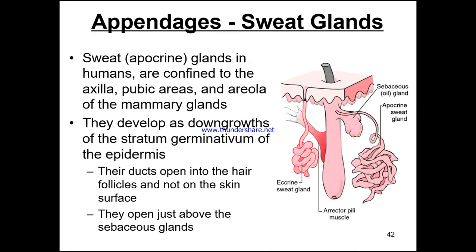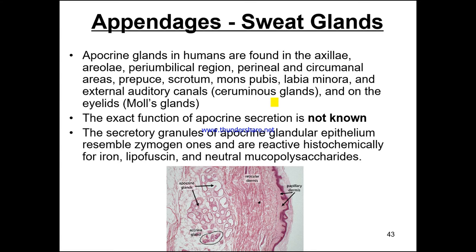Sweat glands: we have apocrine glands, which in humans are confined to the axilla, pubic areas and areola of the mammary glands. They develop as downgrowths of the stratum germinativum of the epidermis. Their ducts open into the hair follicles and not on the skin surface. They open just above the sebaceous glands. And so we'll start to talk about the different types of glands, eccrine and apocrine, sebaceous glands, and how they work as we get into the main part of the course.